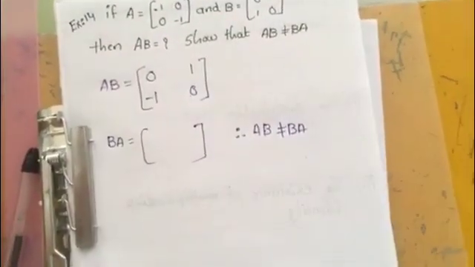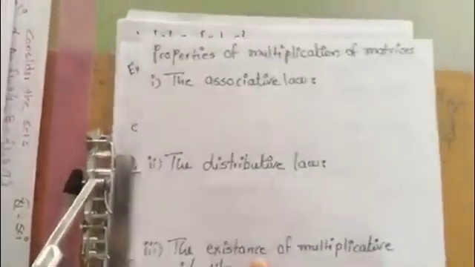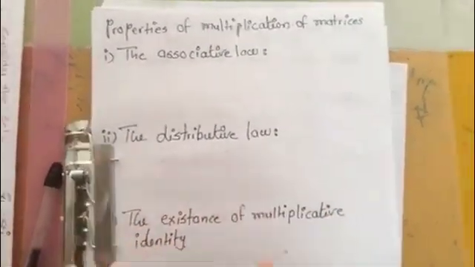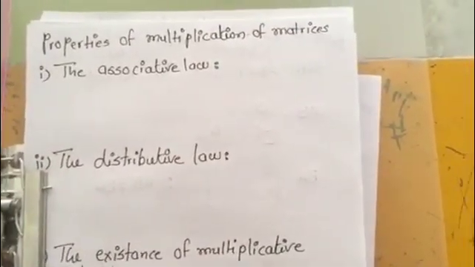AB is not equal to BA. Now move on to the next topic, which is the properties of multiplication of matrices, in which we have the associative law, the distributive law, and the existence of multiplicative identity. Okay, so let's talk about the associative law.